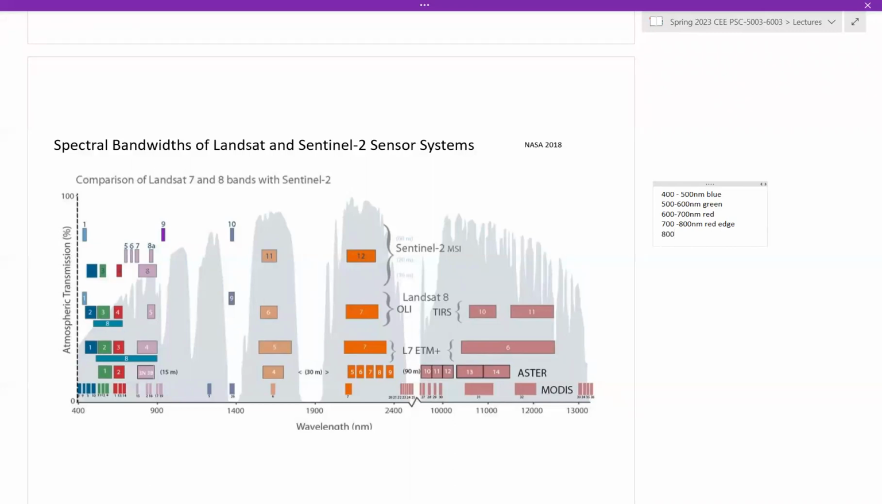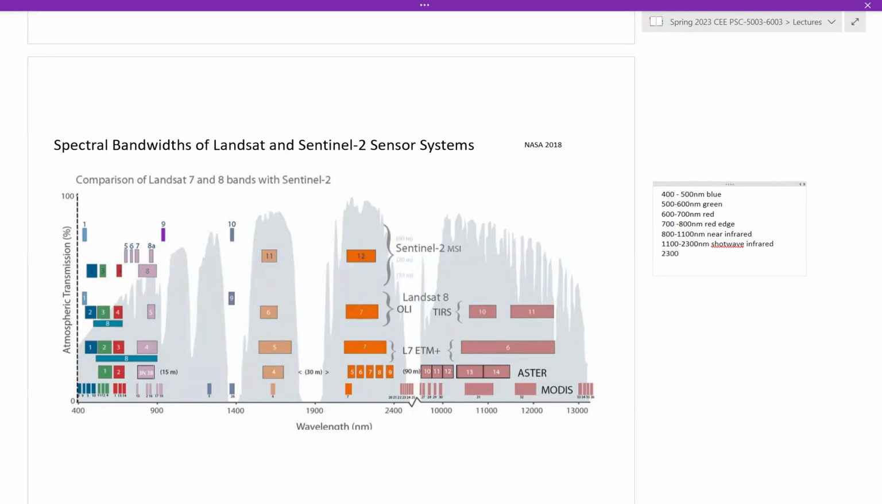From 800 to 1100 is near infrared. From 1100 to 2300 is shortwave infrared.